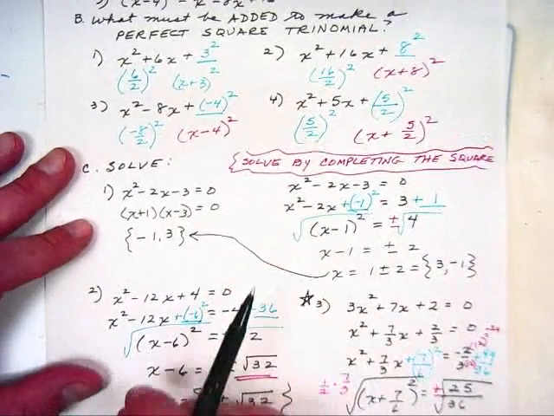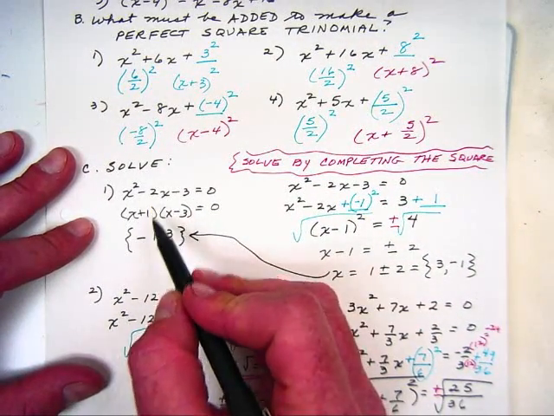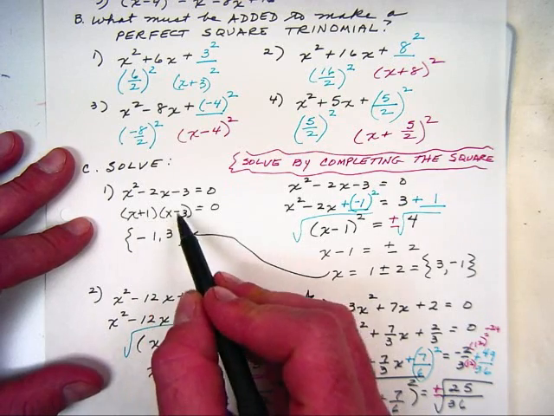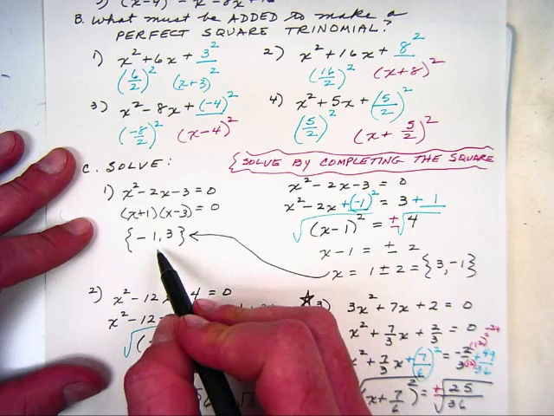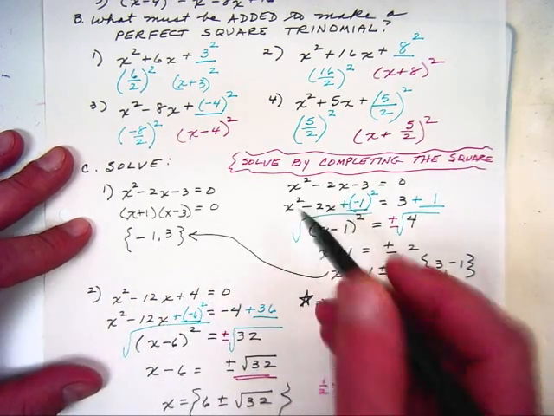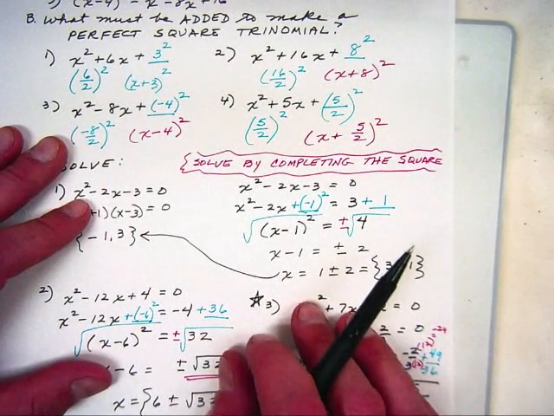So if we solve something the old way, we just factor this and we get negative 1 and positive 3. If we checked this, those would be our answers. Another way to do this is by completing the square.